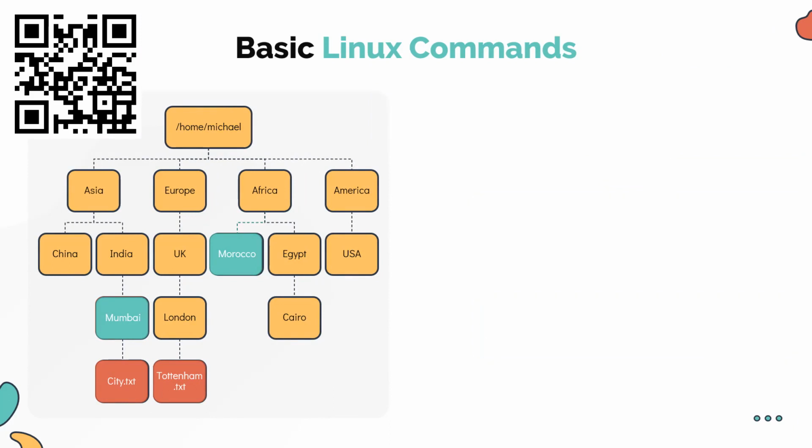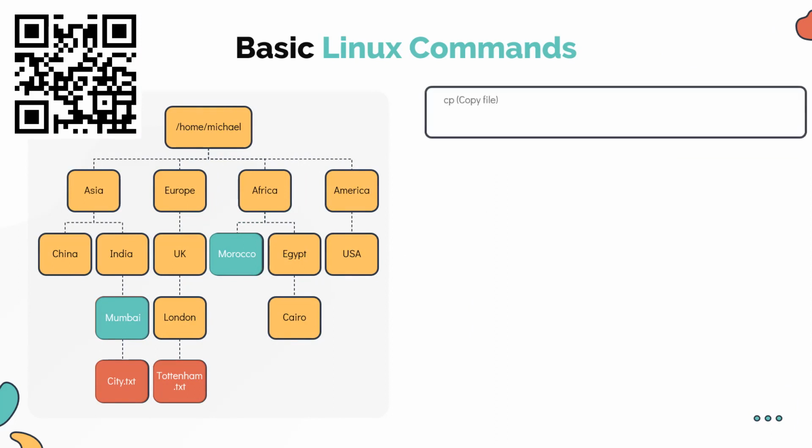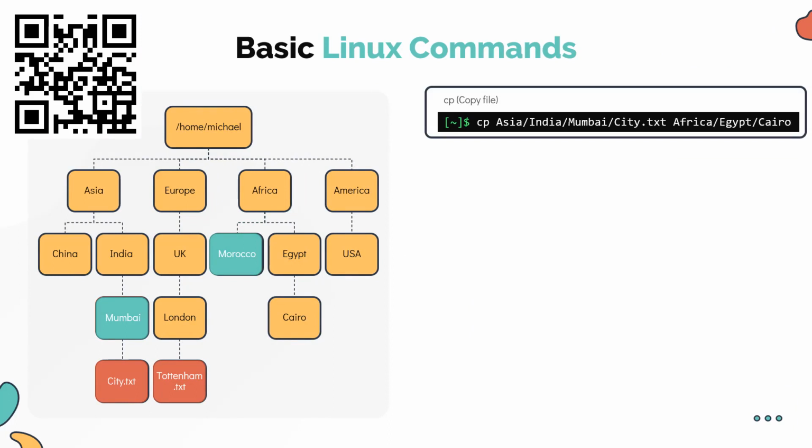On to the next task of this sample exercise. We need to copy the city.txt file located under the directory called Mumbai to the directory called Cairo. To do this, we will make use of the cp command. Similar to mv, this command also expects two arguments. The first argument is the source file or directory, and the second argument is the destination. This will copy the file from the Mumbai directory to the destination, which is the Cairo directory.